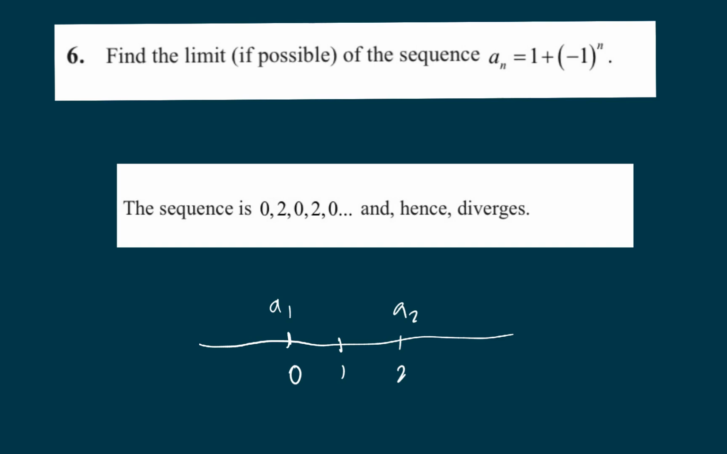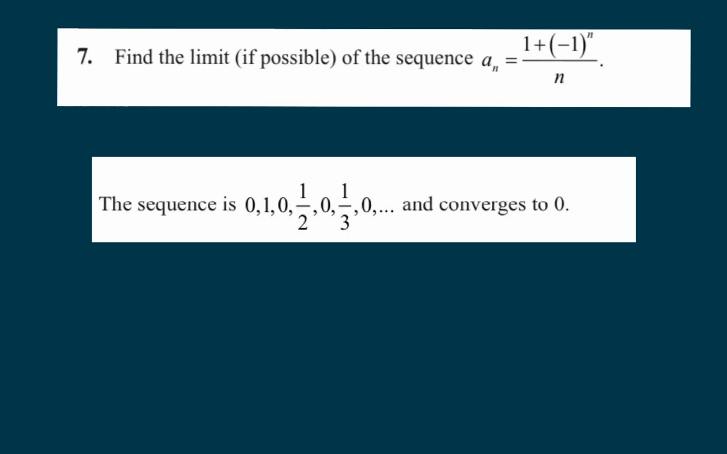a3 will be 0, a4 will be 2, and so the point of the sequence starts here, it jumps to a2, from a2 it jumps to a3, and so on. Do you think they have a limit? It never stops. It never approaches a fixed point. So it doesn't have a limit, so the sequence diverges. Let's go to the next problem.